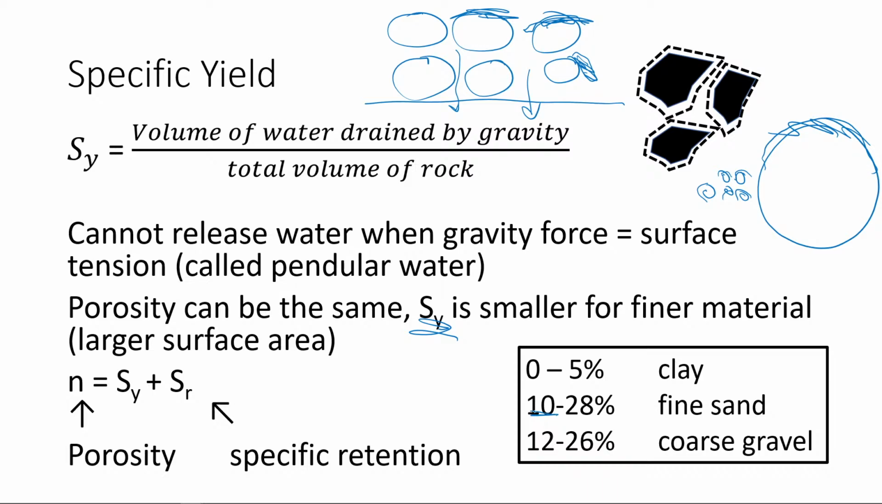could be smaller. Like you see here, the specific yield of sand is smaller than that of a coarse gravel. The specific yield of clay is very small. Very small. So this is another definition that I would like to give you for porosity.